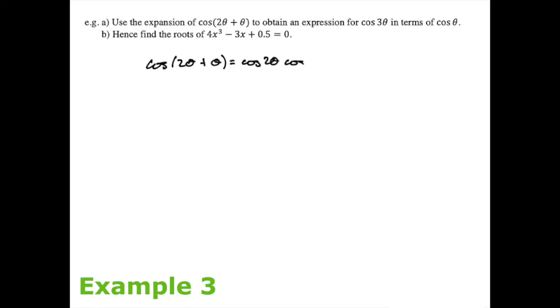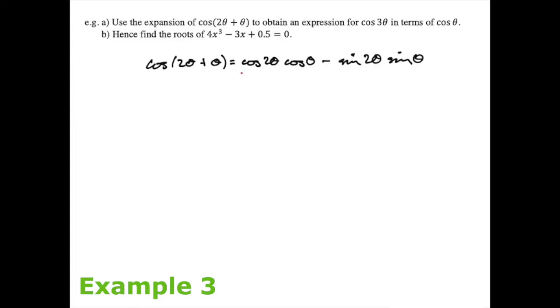Next example that we have here, use the expansion of cosine 2 theta plus theta to obtain the expression of cosine 3 theta in terms of cosine theta. Well, 2 theta plus theta is 3 theta, but what we want to use is the compound angle formula, the addition of angles formula with cosine, and hopefully we can get it into an expression with cosine theta. So let's get started. We know cosine 2 theta plus theta will equal cosine 2 theta times cosine theta minus sine 2 theta sine theta.